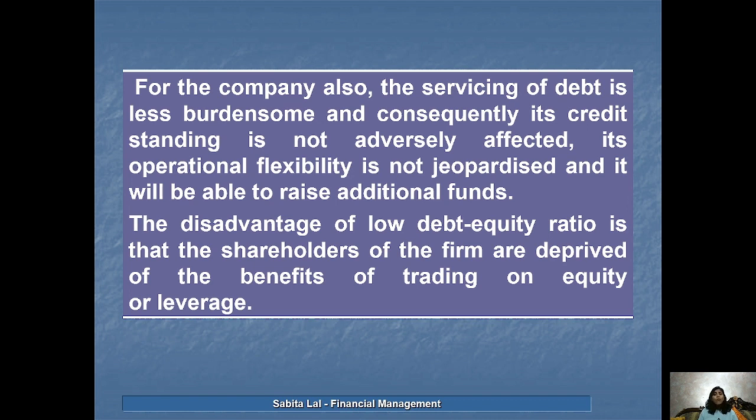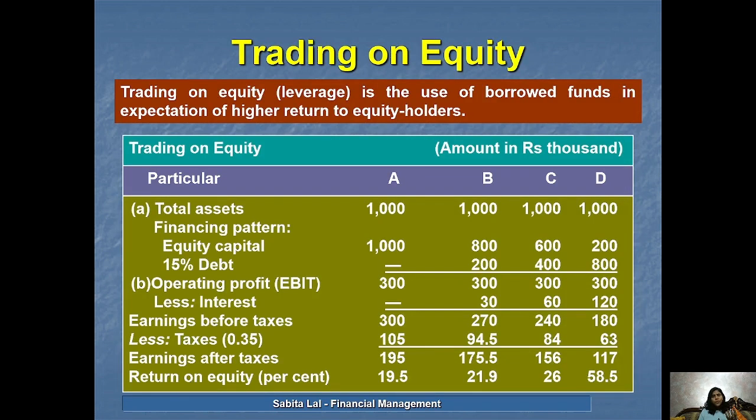So the disadvantage of low debt equity ratio is that the shareholders of the firm are deprived of the benefits of trading on equity or leverage. Trading on equity or leverage is the use of a borrowed fund in expectation of higher return to equity holders. Trading on equity, this is a format where your total asset is given for A, B, and C and D, and whatever your financial pattern like equity capital, and here it is given like debt. Here no debt, here debt is given.